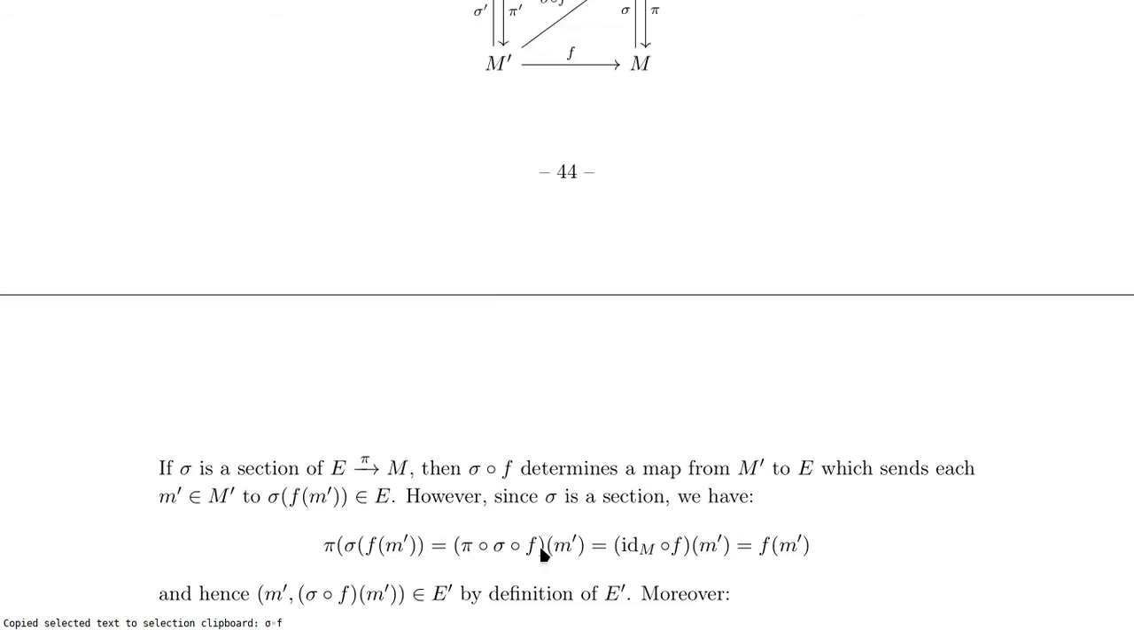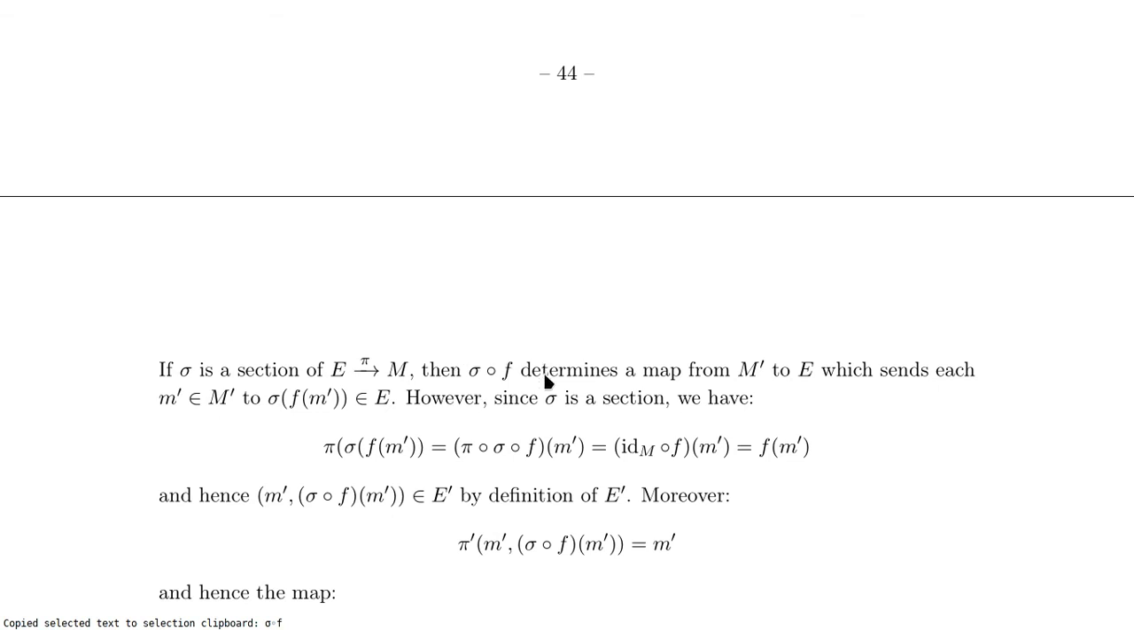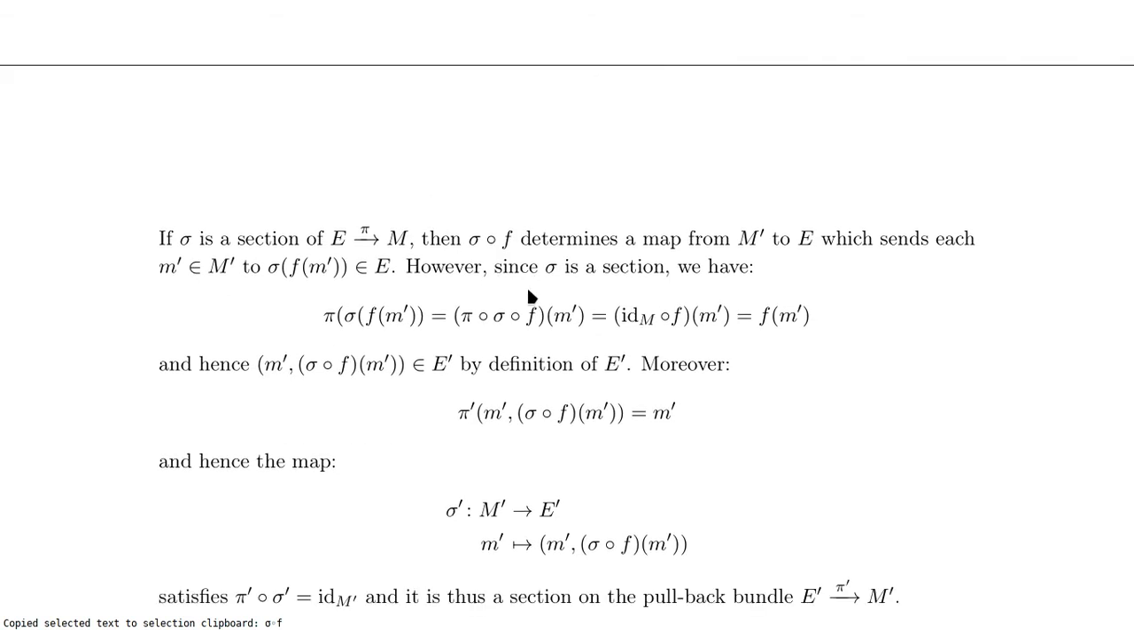Okay, yeah. So sigma circ F determines a map from M prime to E, which sends each little m prime to sigma of F of little m prime, which is in E. But sigma is a section. So if you apply pi to it, you're just going to get the identity map for free. So pi applied to sigma circ F gives you F of m prime.